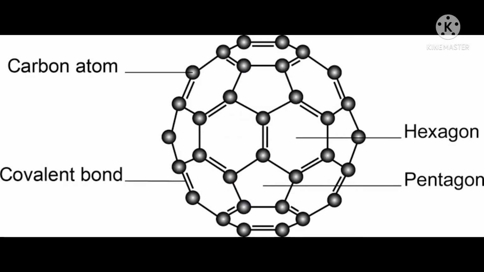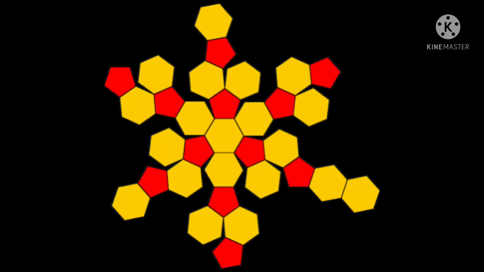The Buckminster fullerene is a football-shaped spherical molecule in which 60 carbon atoms are arranged in interlocking hexagonal and pentagonal rings of carbon atoms. There are 20 hexagons and 12 pentagons of carbon atoms in one molecule of Buckminster fullerene.